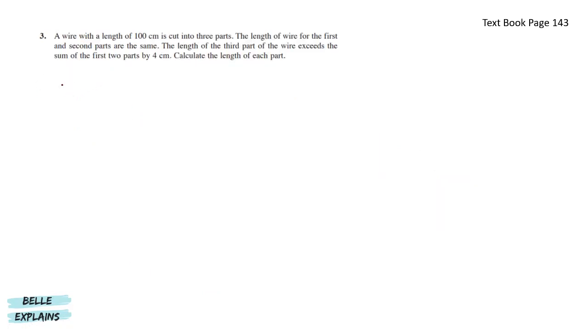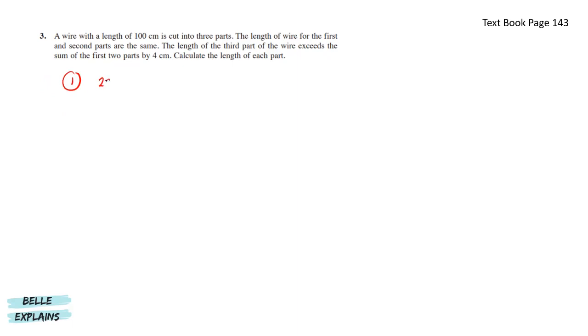A wire with a length of 100 centimeters is cut into 3 parts. The length of wire for the first and second parts are the same. The length of the third part of the wire exceeds the sum of the first 2 parts by 4 centimeters. Calculate the length of each part.